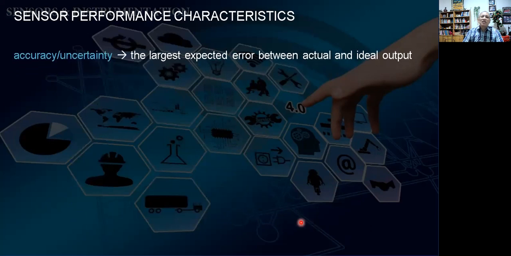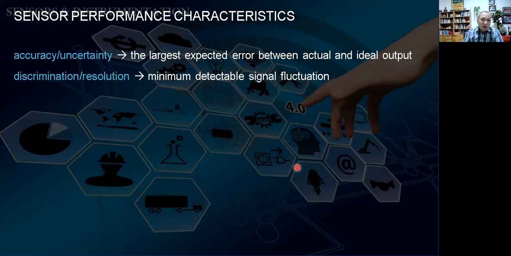Okay. So sensor performance can also be classified by certain characteristics. Accuracy, or uncertainty, is the largest expected error between actual and ideal output. As engineers, we should know this term. When we are measuring something, the next question is, what is the accuracy of that value? Is it reliable? If the accuracy is not so good, then probably the whole measurement could be just biased.